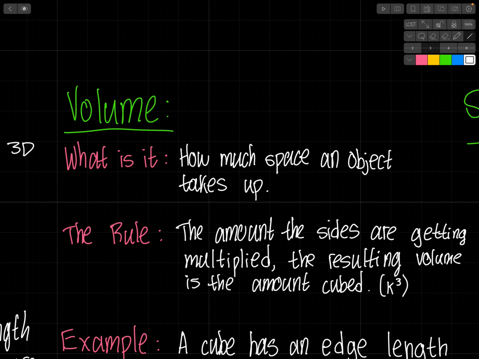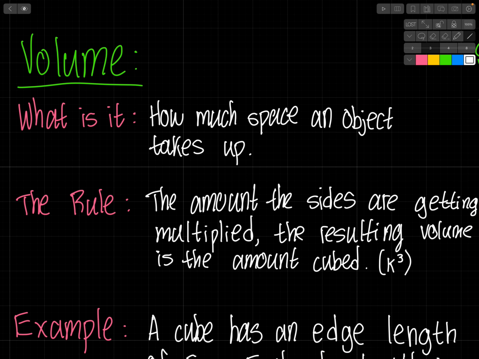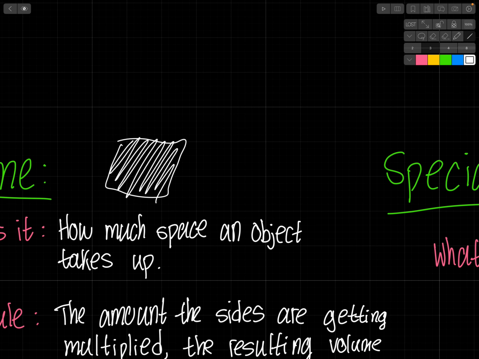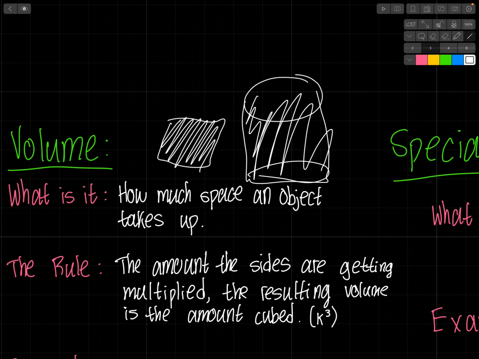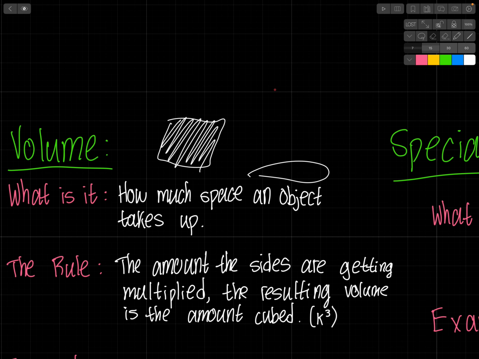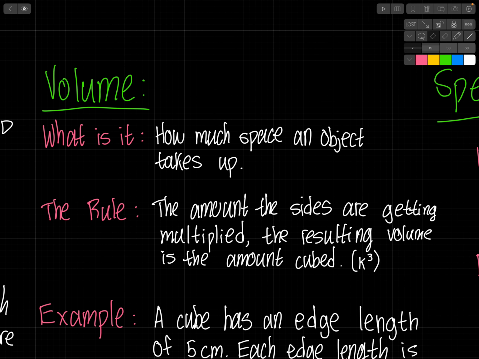Now let's go on to volume. So what is volume? It is how much space an object takes up. As you see with area, it's like a 2D object you're painting inside of it. But with 3D objects, it's like pretend this is a can, so you're filling it with soda. So how much soda you can fill up, or just anything, how much space it takes up.